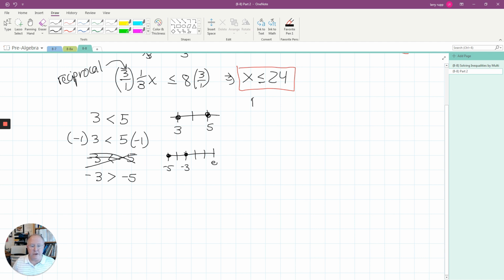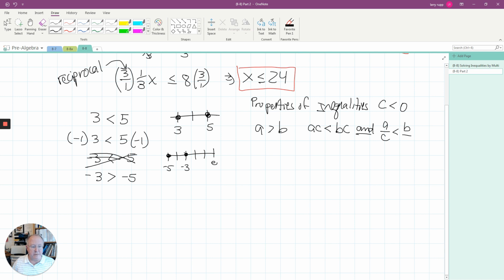Okay, so over here, we'll put properties of inequalities. And this is going to be where c is less than 0. C is negative. Okay, so if you had a greater than b, and you multiply this a and the b by the same c, which is negative, then a times c is now going to be less than b times c, all right? And a divided by c will also be less than b divided by c. So note that the inequality sign has flipped.